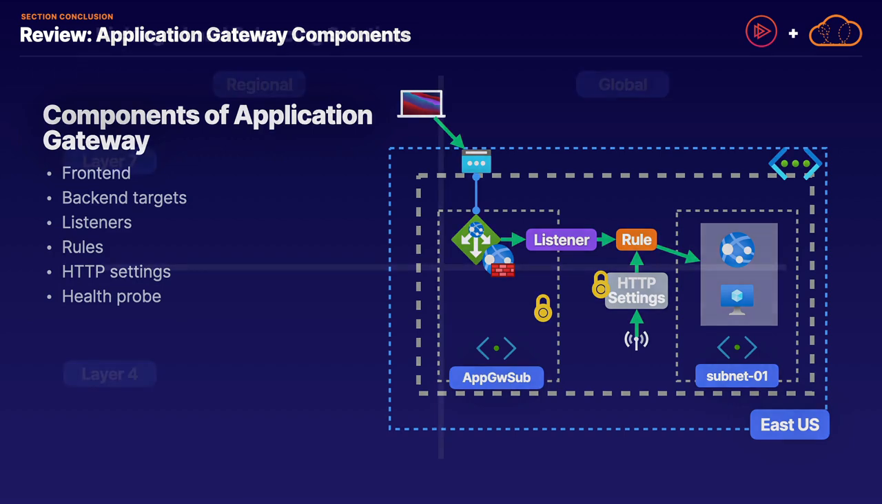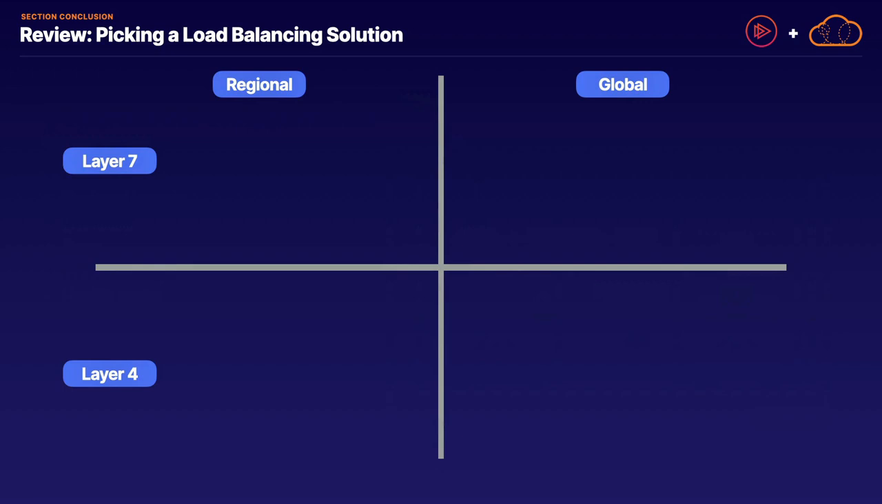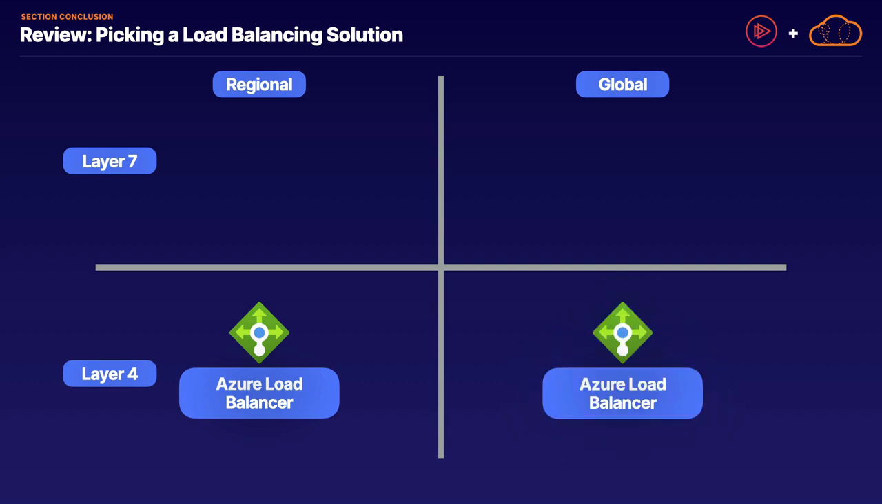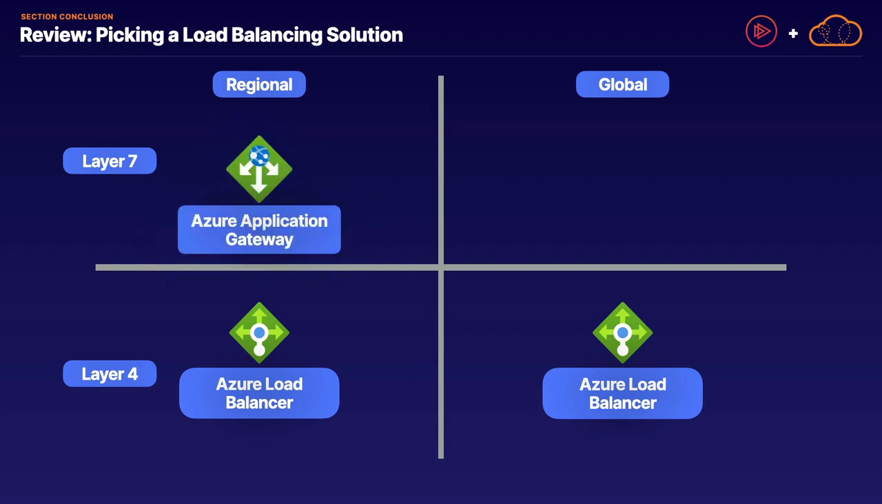Now let's review what we might be thinking about when picking a load balancing solution. Again, we have this Punnett square here where we're determining whether or not we want to use Layer 4 or Layer 7. Maybe if we were using Azure Load Balancer, we would use Layer 4. And if we were going to use Azure Load Balancer, we'd have the option between regional or global. But in our case, we wanted Layer 7 and we wanted regional, so Azure Application Gateway would be our solution.